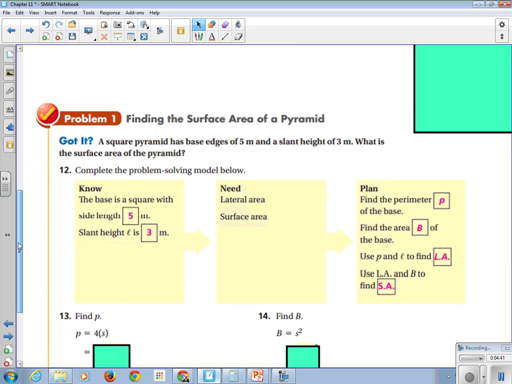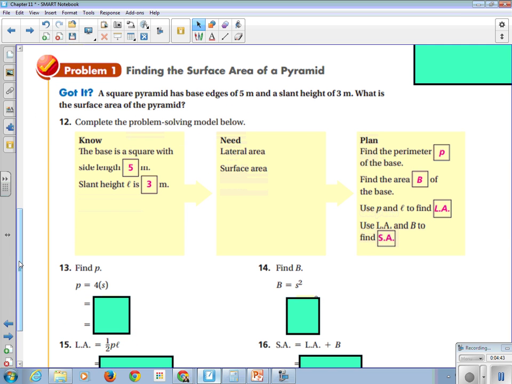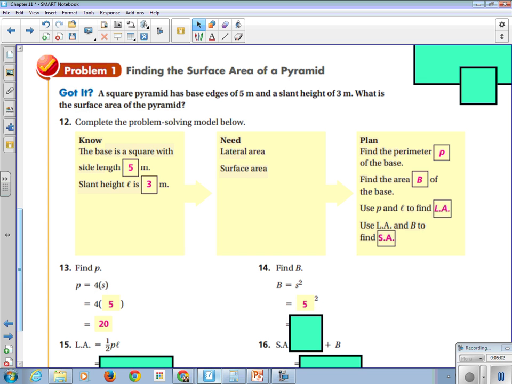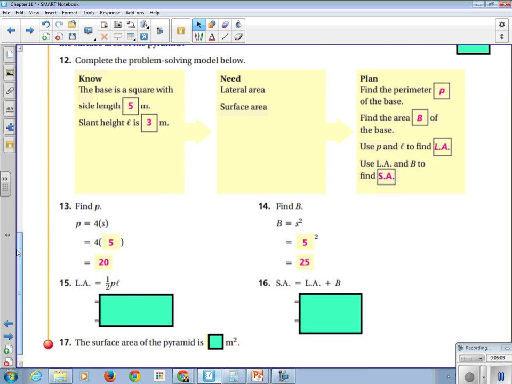All right, so step 1, find the perimeter. We're going to take our side length of 5, multiply it by 4. 4 times 5 is 20. Find the area of the base. We have a square, so the area of the base is going to be 5 times 5, or 25. Now we're going to find the lateral area, which is 1/2 the perimeter times the slant height.